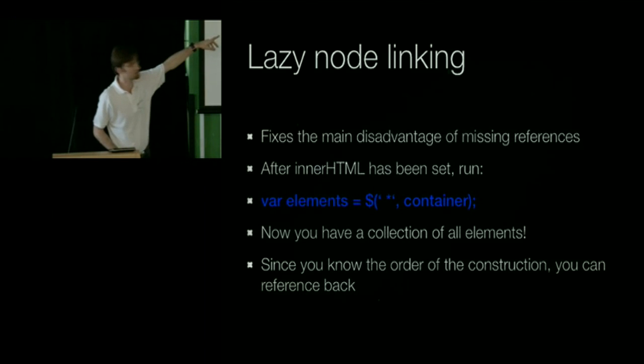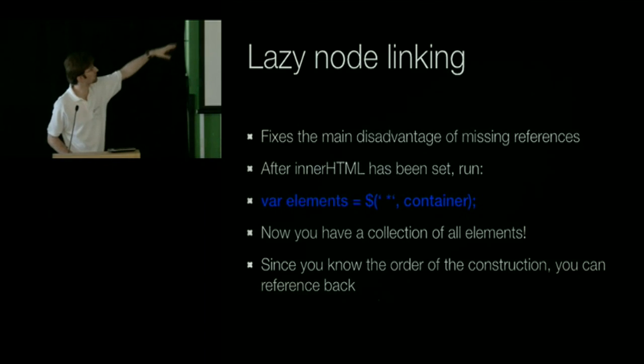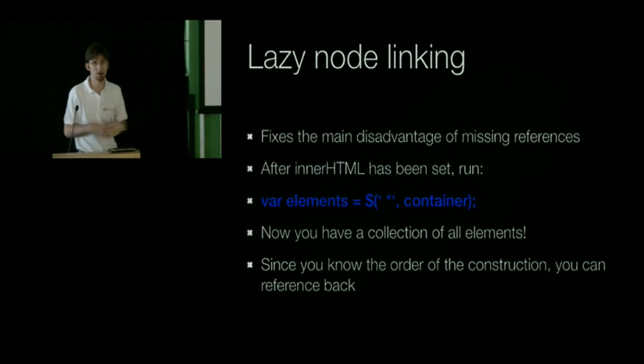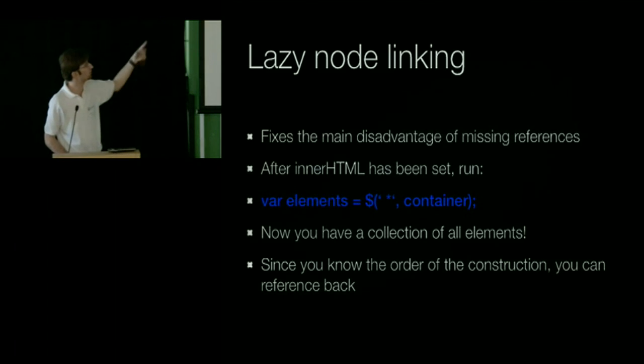So basically what it's doing, it's grabbing everything we built right now, doing a list from it, and most of the browsers have query selectors. So this is really fast. It probably will take a millisecond or something. And now you have a collection of all elements that you just rendered to the map. And since you know the order of how you render it, you can reference back. So really, you just have to care about the order of the rendering, and then you can reference back to the actual elements. So this is how you fix the referencing.